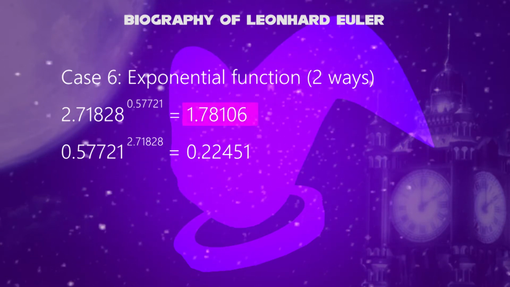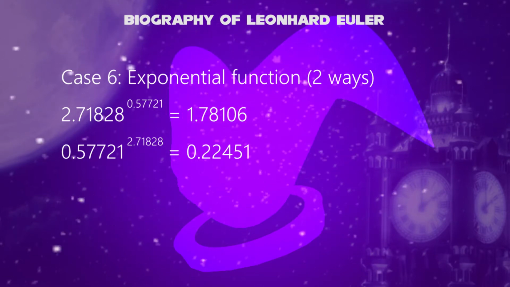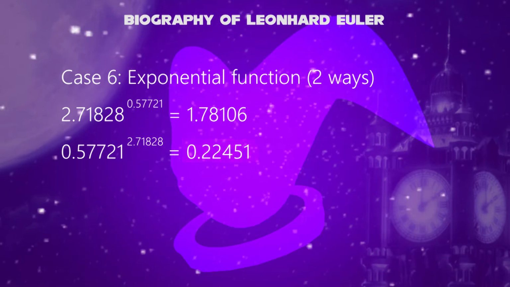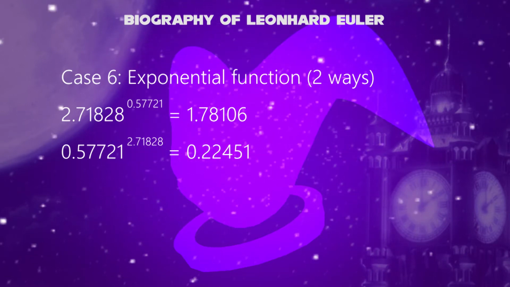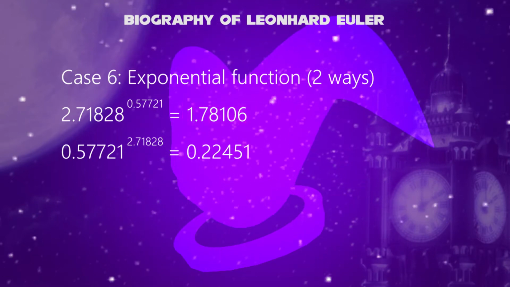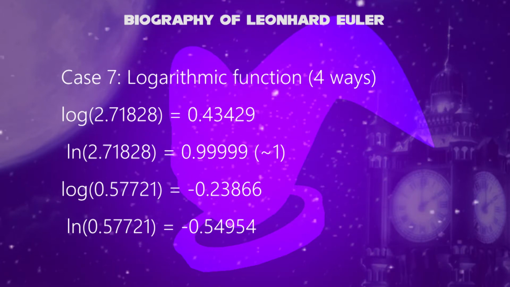Sixth case, using exponential function, there are two ways. Euler's number with exponent of constant is 1.78106. Similarly, Euler's constant with exponent of number is 0.22451. Which is larger? It's 1.78106.